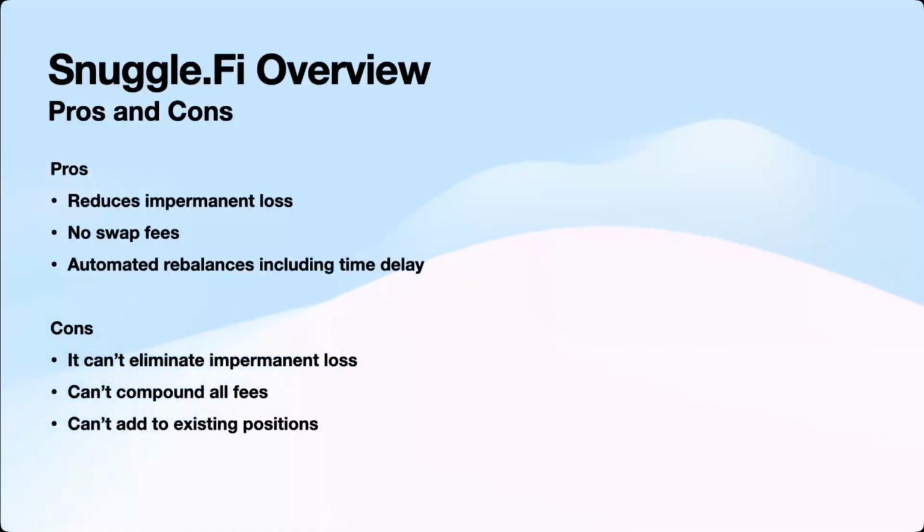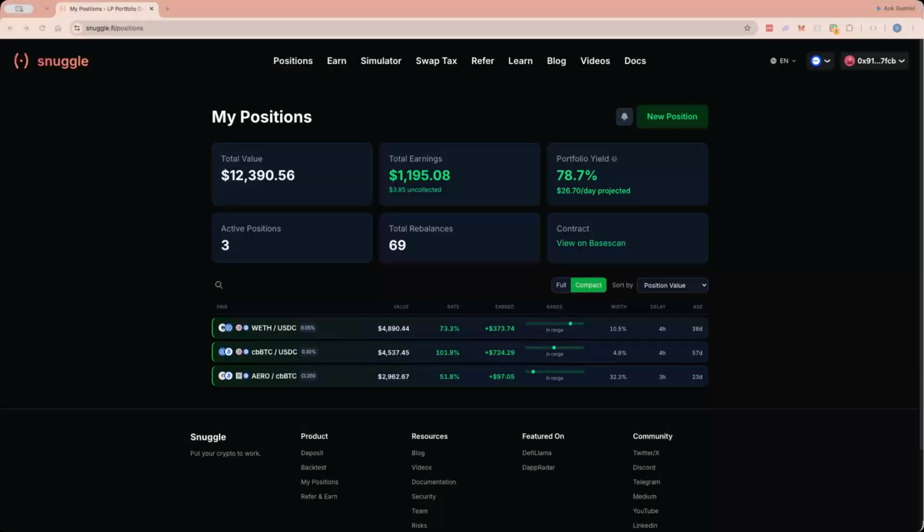Let's take a very quick glance at the front end of it, and I can just show you what it looks like very quickly. So this is one of my test accounts here. It currently has $12,390 of value, 3 different pools. You can see a wrapped ETH USDC, Coinbase wrapped Bitcoin USDC, and an Aero Coinbase Bitcoin position. Very similar to a lot of these platforms. Total value, total earnings, yield, the active positions, the total number of rebalances. It's quite high, but I've been testing different strategies over the last month or so within this platform.